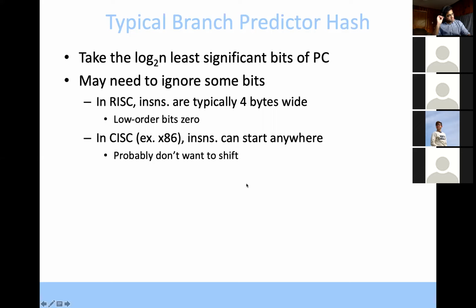In some cases, you may need to ignore certain bits, because you're using the log base 2 of n least significant bits of the PC. For RISC, when instructions are typically 4 bytes wide, you can ignore the lowest order 2 bits essentially, right? But you can't do that in CISC because the instructions can start anywhere. So this depends on the encoding scheme of the ISA.